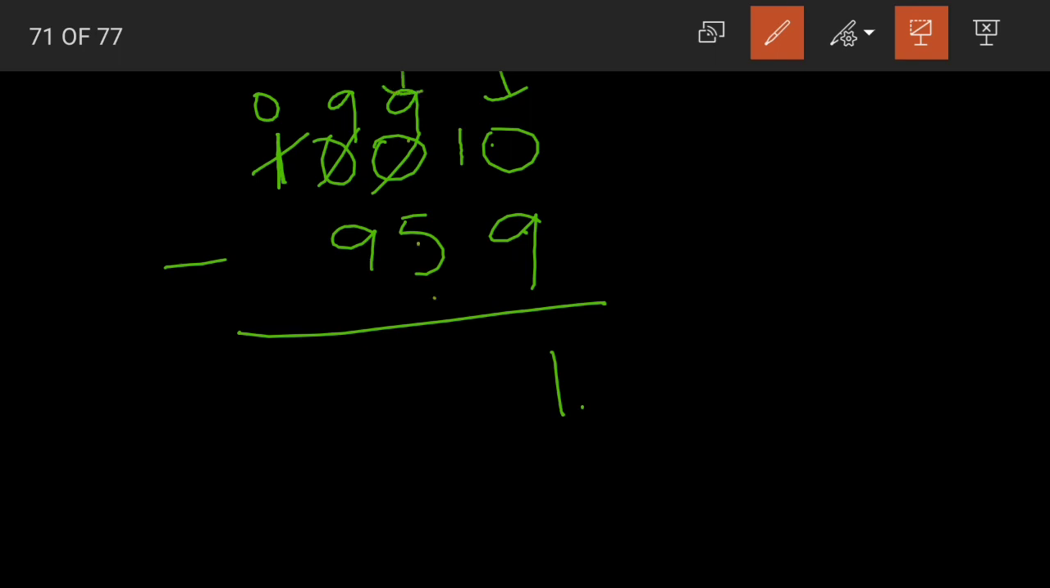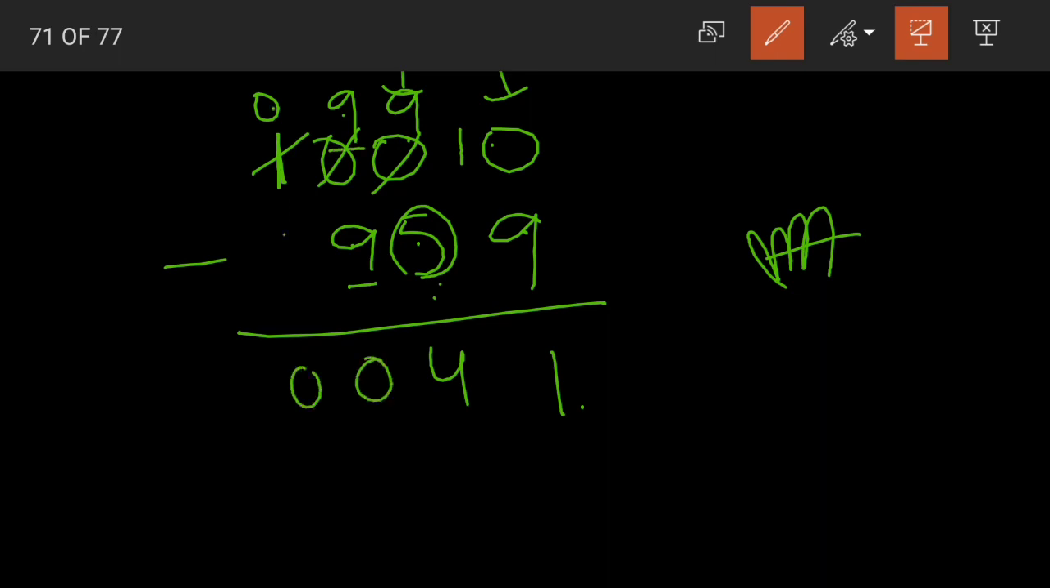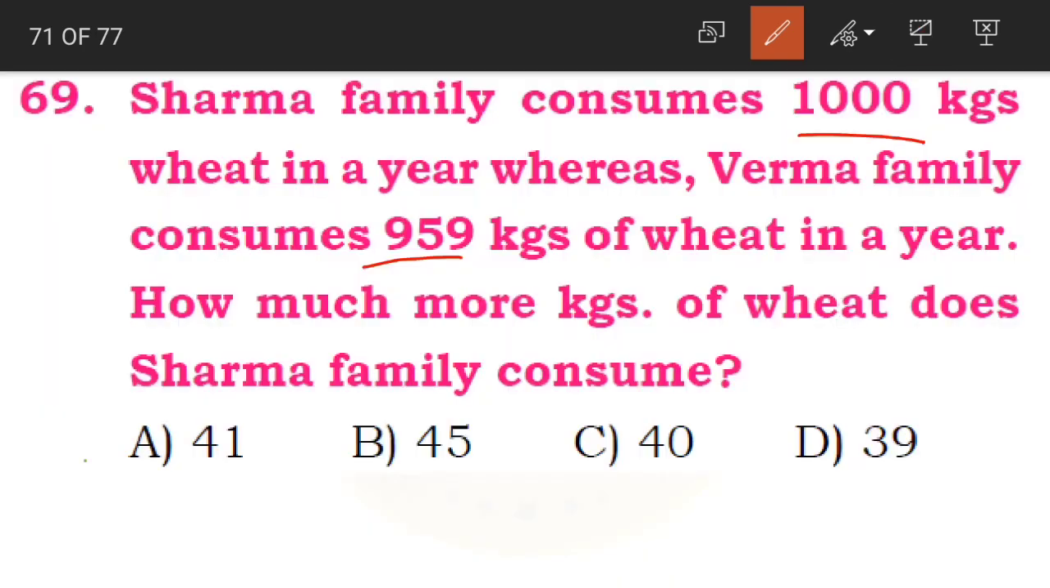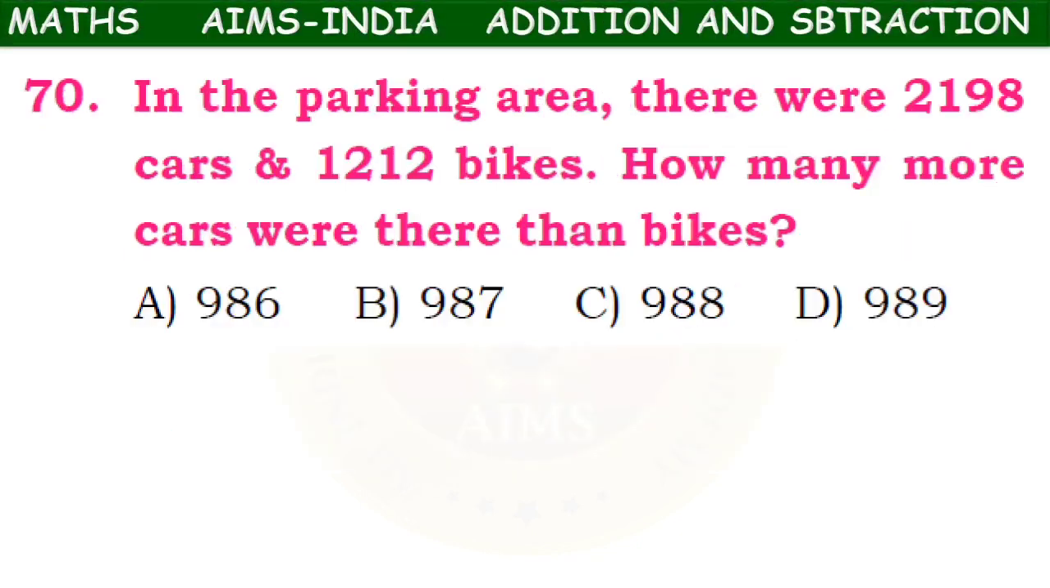Tens place, 9 minus 5. Keep 5 in mind. After 5 you have 6, 7, 8, 9, 4. So 9 minus 5 is 4. Now in the hundreds place, 9 minus 9. Yes, children, when we subtract the number from itself, what will be the answer? 0. Now again here also 0. What is the final answer? 41. So, option A. Sharma family consumes 41 more kgs of wheat.